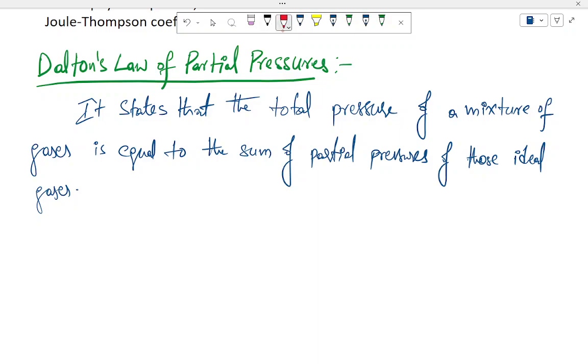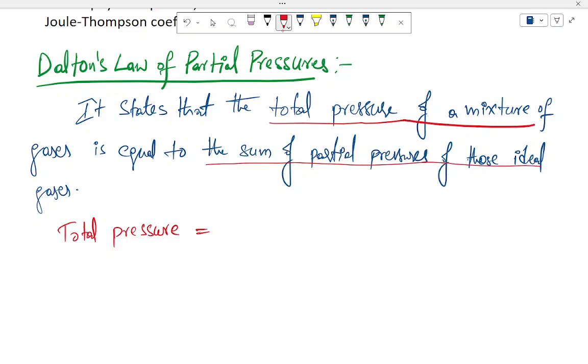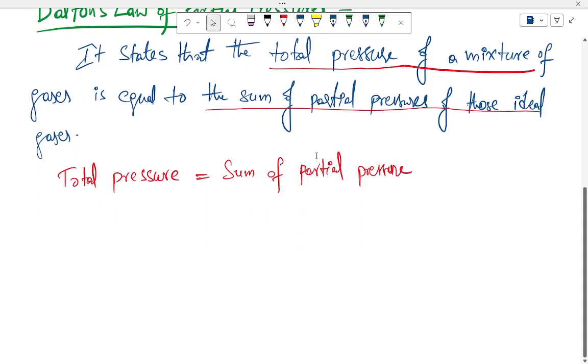If we look at this particular statement, we have two keywords, that is total pressure of the mixture. Total pressure of the mixture is equal to the sum of the partial pressures of those ideal gases. So here you will take the sum of partial pressures. What are partial pressures? We will understand this with a certain example.